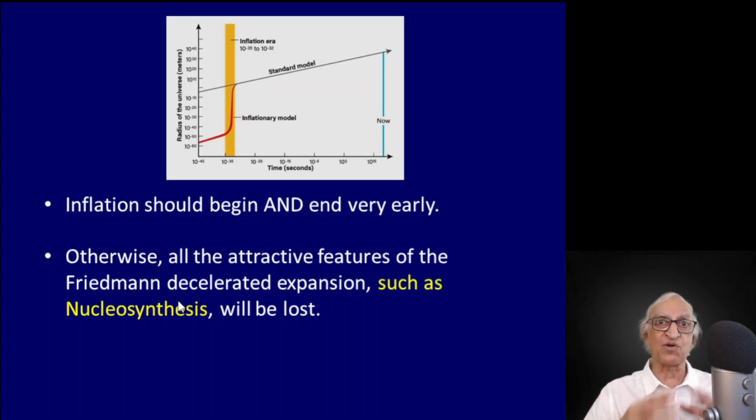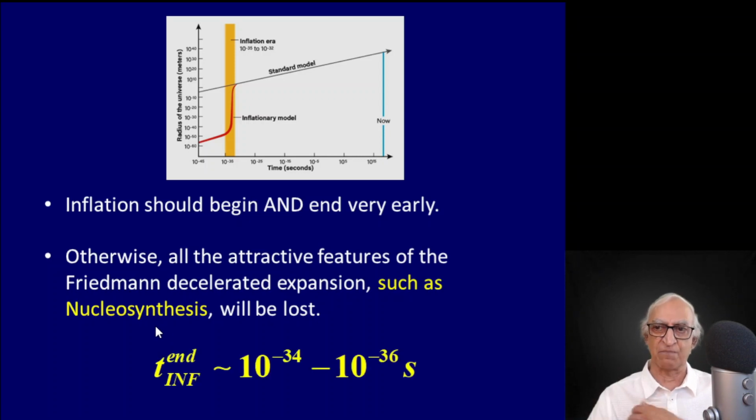In Friedman cosmology, because the universe was expanding in a decelerated fashion and cooling, we had the synthesis of elements, for example. Helium was synthesized, deuterium was synthesized. We will lose all of that. Therefore, this inflation, if it does occur, must begin and end in the period from 10 to the power minus 36 seconds, and it would certainly end by the time the universe is 10 to the power minus 34 seconds old.